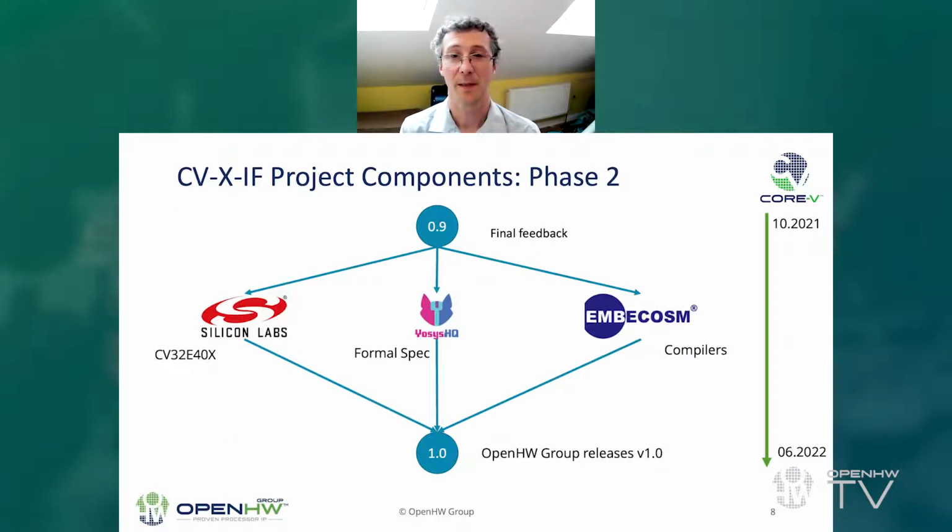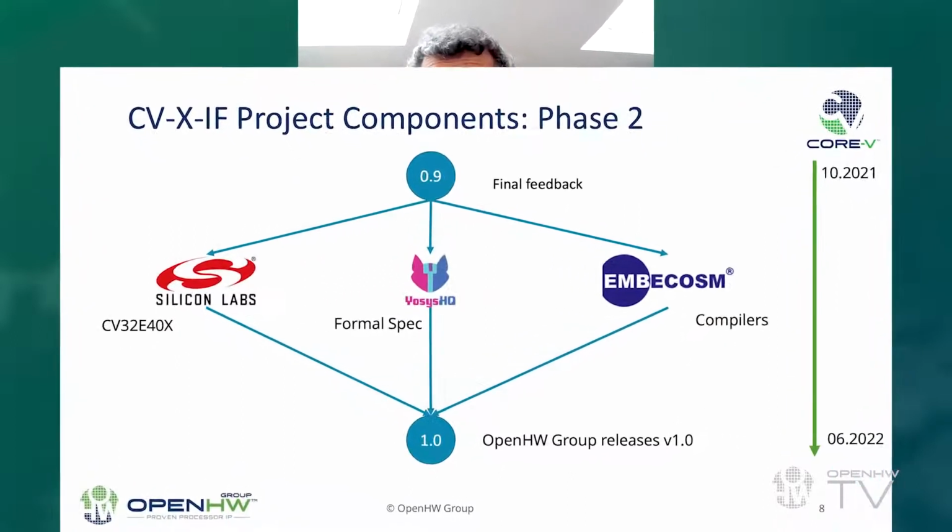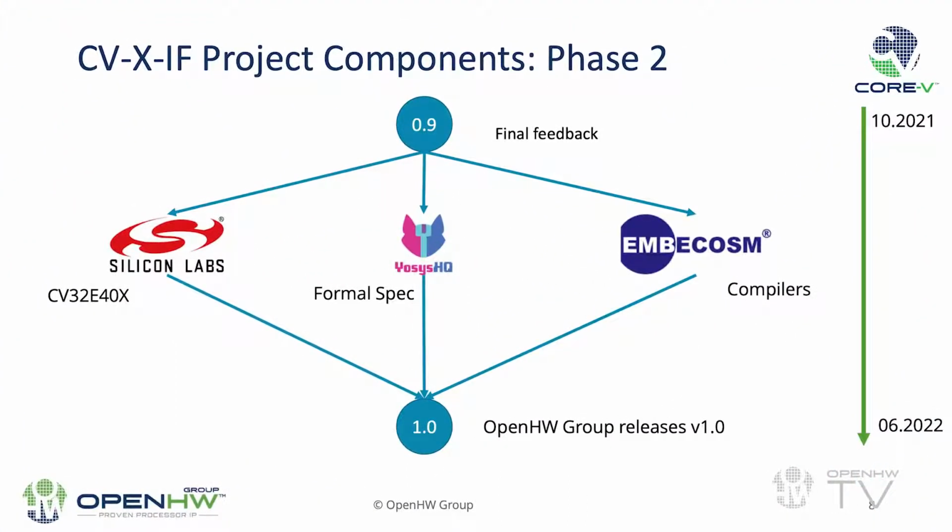From the 0.9 draft, we are gathering final feedback, and we're going to implement that in the CV32E40X core. So Silicon Labs will be doing a lot of that work, while OSIS HQ will be developing a formal specification that will help to validate the interface itself, and Embecosm building the compiler for the initial extensions. That will lead us to a 1.0 release, which is a validated interface specification. So thanks for listening, and back to you, Rick.